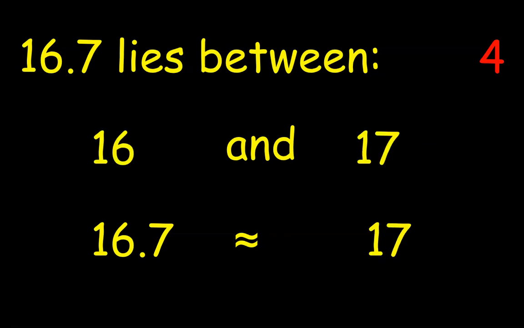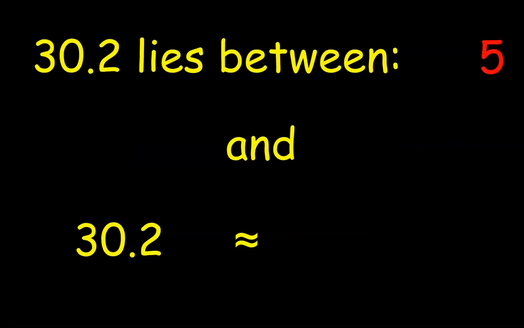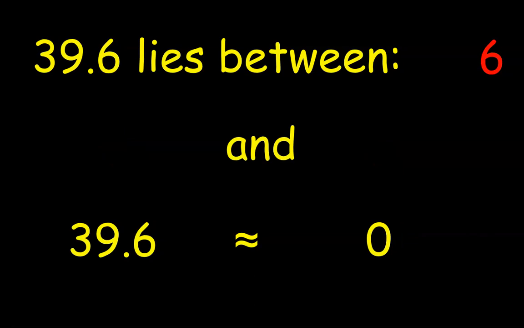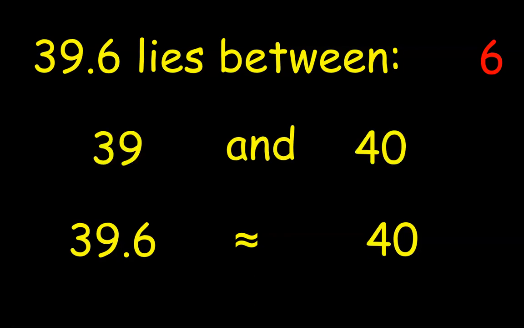16 and 17 are the two whole numbers on either side, but 16.7 rounded to the nearest whole number is 17. Right, now I'm not going to keep saying pause. You just need to do that if you need to. 30 and 31, and 30.2 rounded to the nearest whole number is 30. 39.6 lies between 39 and 40.